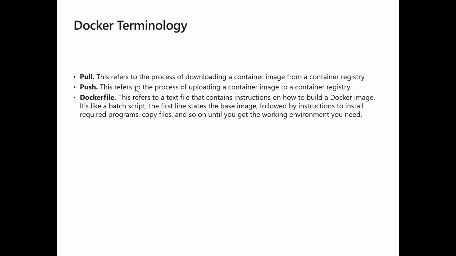Dockerfile. A Dockerfile is a text file which contains all the instructions on how to build your Docker image. It is like a batch script kind of file. In this file, it contains the base image and the instructions to install the required programs inside that image, so that all the environment can be built in it.